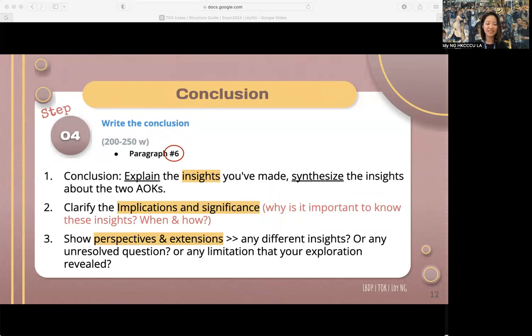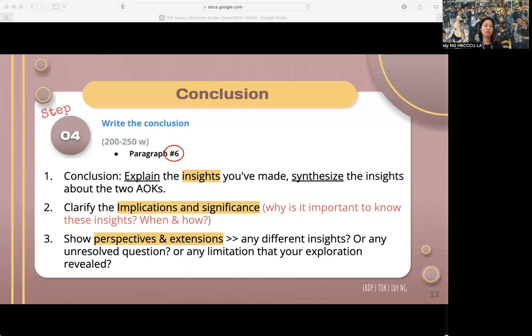Finally, write your conclusion. Here we come to the conclusion part of the whole essay. This part will be around 200 to 250 words, right? Here we arrive at the final paragraph. This is your conclusion of the whole essay. Explain the insights you have made, synthesize the insights about the 2 AOKs. You need to explain all the insights you've made that relate directly to the prescribed title. You may want to quote them and mention them from the essay body. Please bear in mind to take some time to synthesize the major insights you have had about your two AOKs.